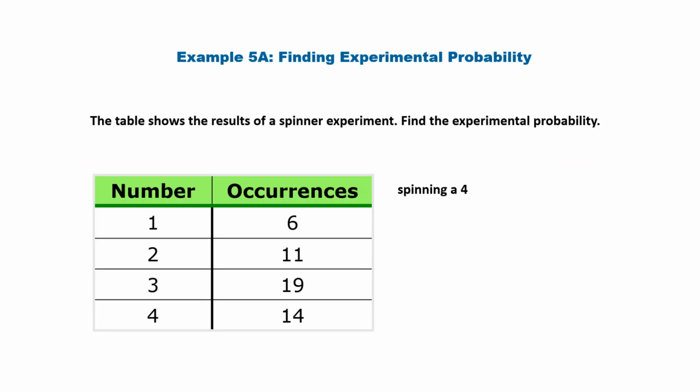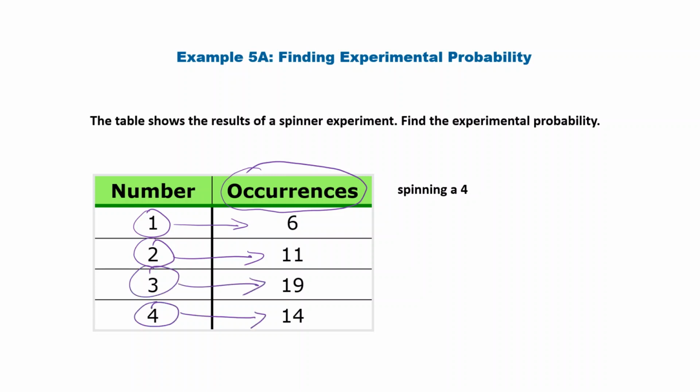Example 5 says the table shows the result of a spinner experiment. Find the experimental probability. So here we see that we had some spinning, and 19 plus 11 is 30, 40, 50. So we tried 50 times. You can look at your occurrences and you can see that we had 50 tries. Of those 50 tries, 1 was rolled 6 times, a 2 was rolled 11 times, 3 was rolled 19 times, and 4 was rolled 14 times.